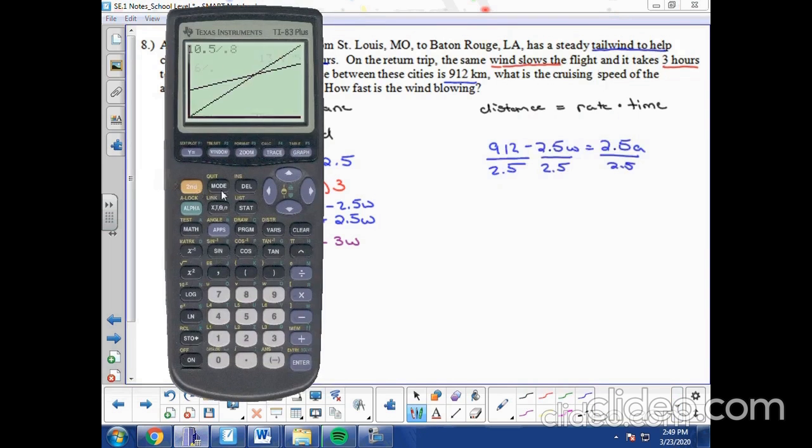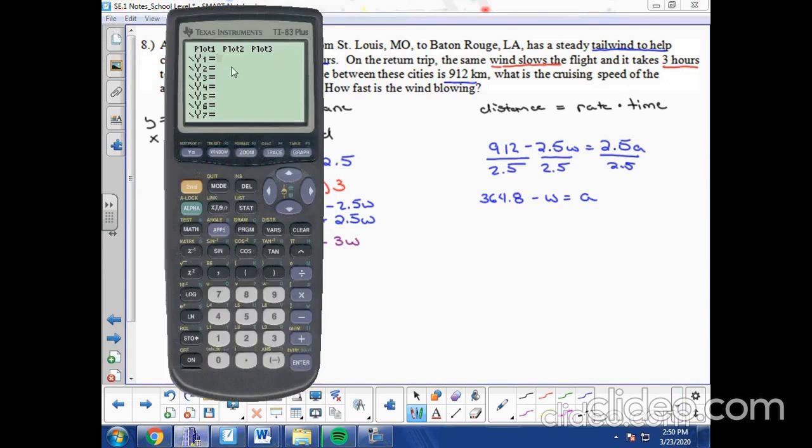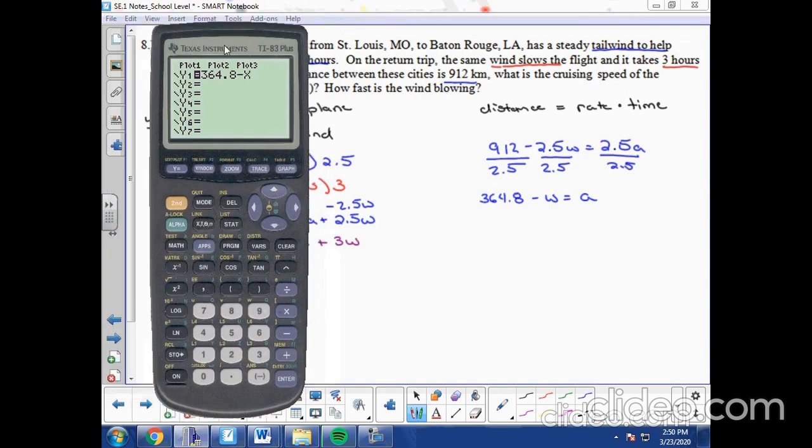In the calculator, 912 divided by 2.5 equals 364.8, and then negative 2.5 divided by 2.5 would be negative 1, so minus 1W is just minus W, equals A. So I can put this equation into my calculator. Let's use A as Y, because that's by itself, and X as W. So Y equals 364.8 minus X. In your calculator, you have to use X and Y. I probably should have used X and Y from the start, but that's okay.